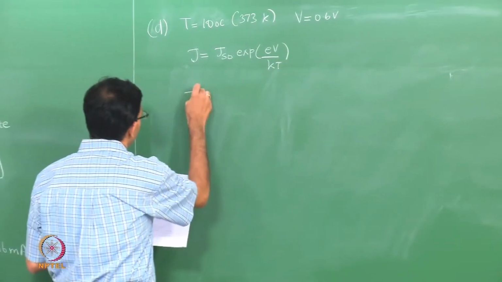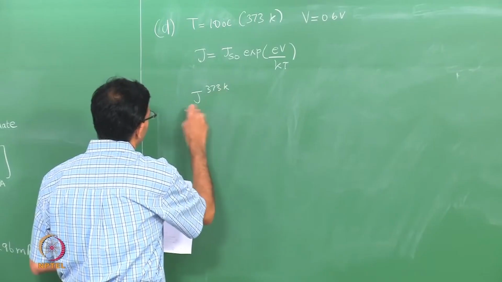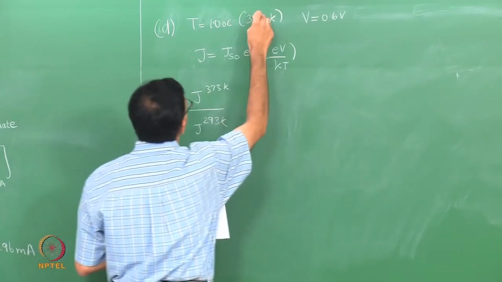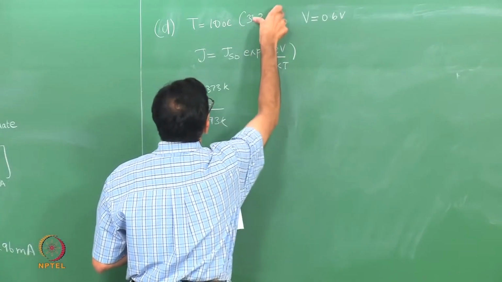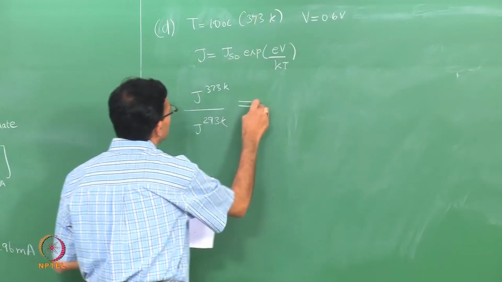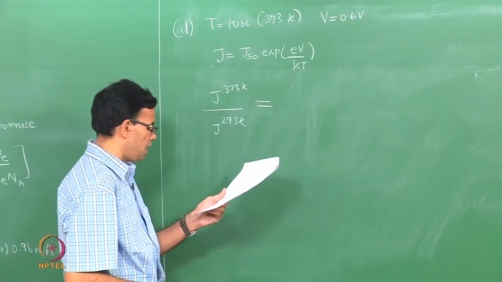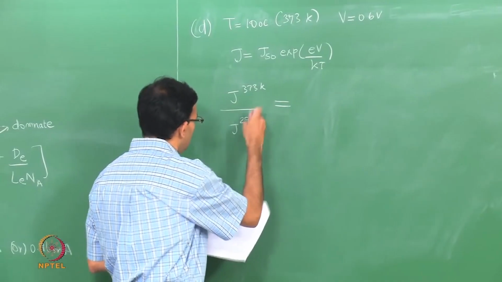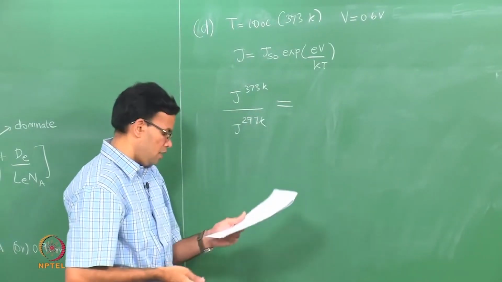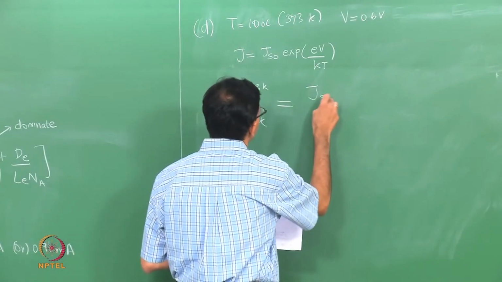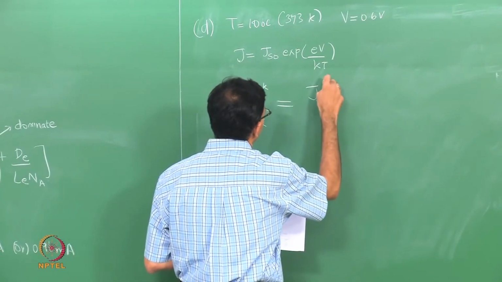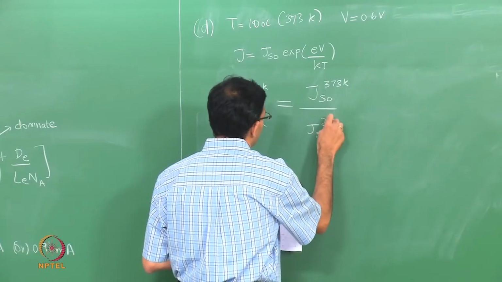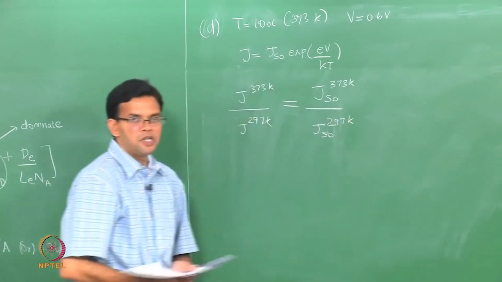So, the ratio of J at 373 Kelvin to that at 293 Kelvin, or 297 Kelvin, which is room temperature. So, let me write this as J s naught at 373 Kelvin divided by J s naught at 297 Kelvin. The potential is the same.